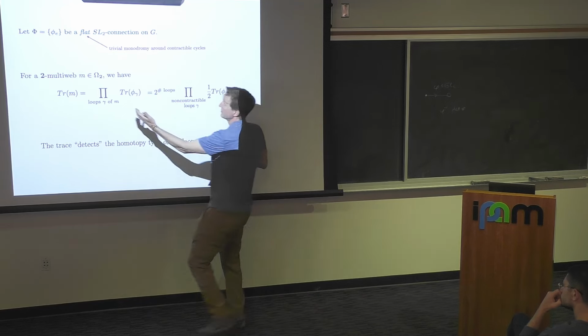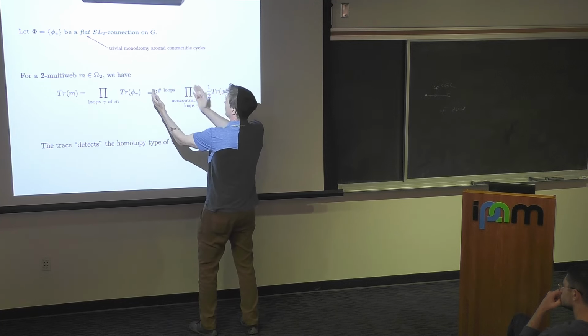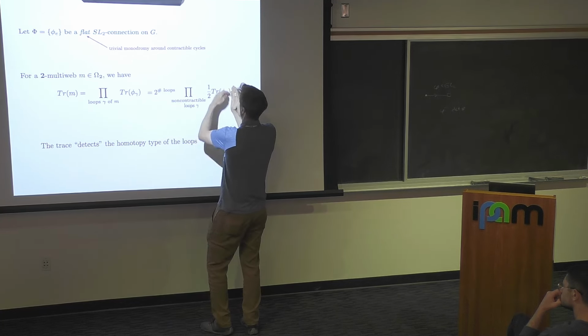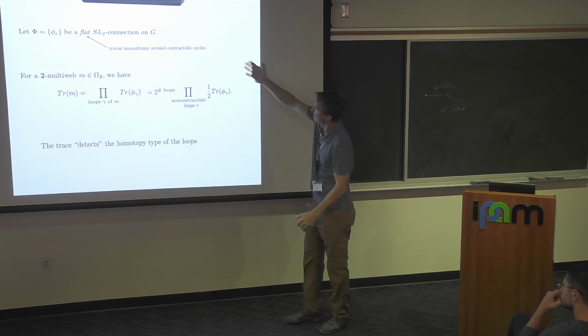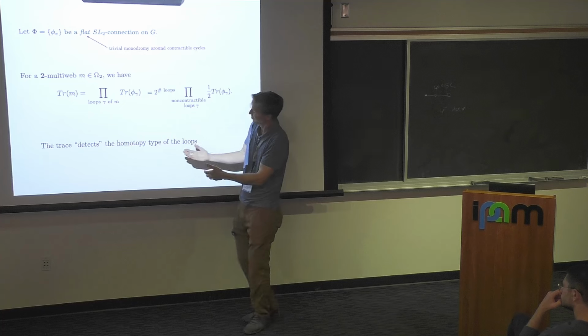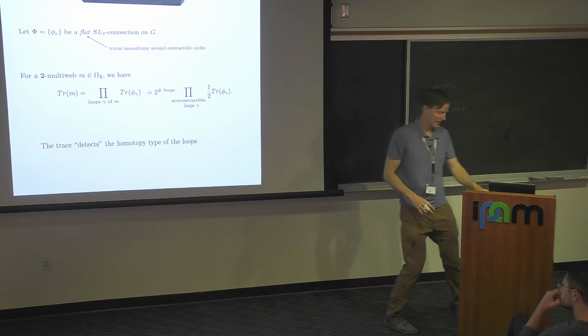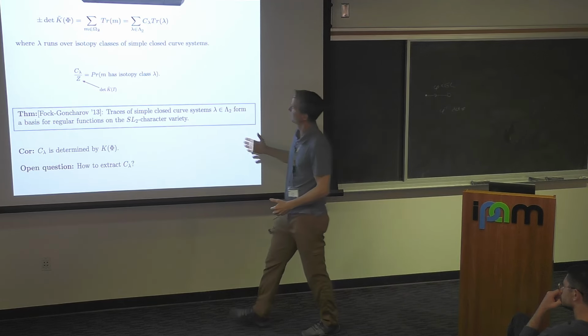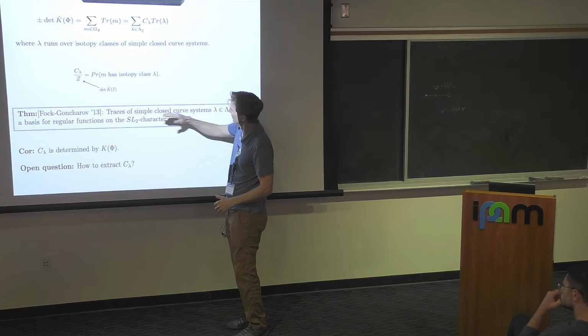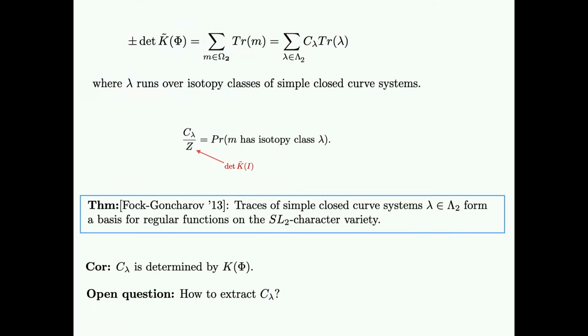So you can write the trace of your web as what you had before times some non-trivial quantity which depends on the flat connection. So the trace can now be used to detect the homotopy type of the loops. And in fact, it's a theorem of Fock and Goncharov that the traces of these simple closed curve systems, as you vary the connection, form a regular function on the whole SL2 character variety, the space of flat connections on the punctured surface.